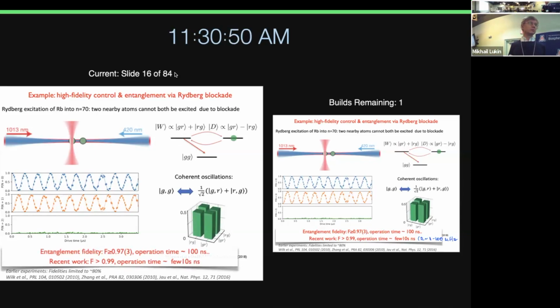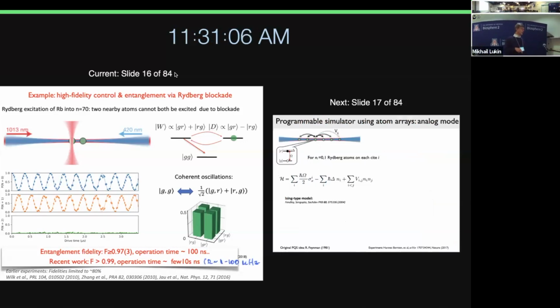At the time, it was a relatively high fidelity of entanglement, but by now one can entangle with nearly 3 nines, and also very, very quickly. Okay, so that's the basic ingredients of this Rydberg system. Let me pause and see if there are some questions.